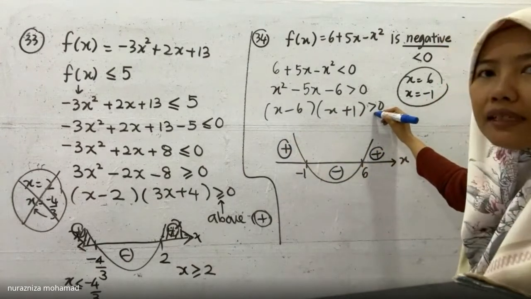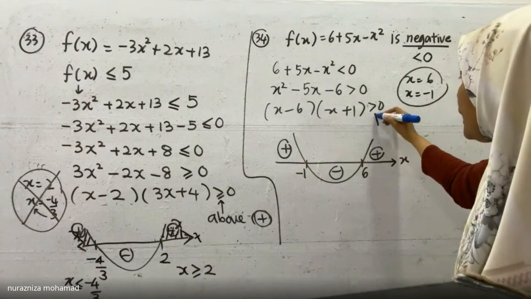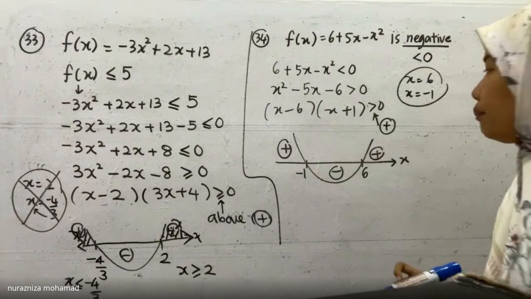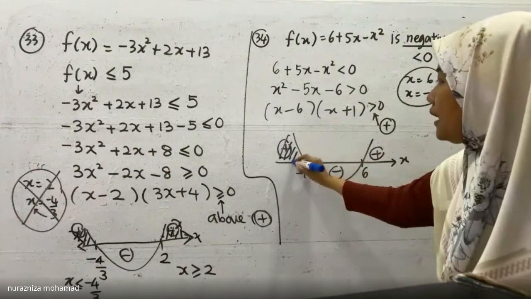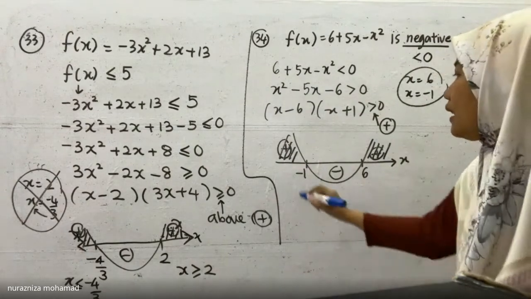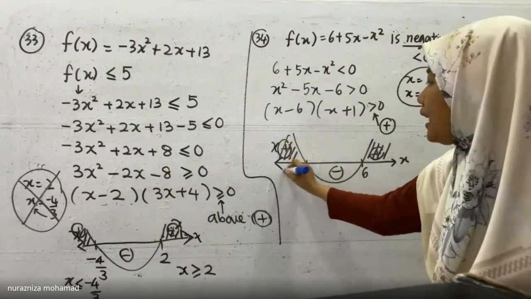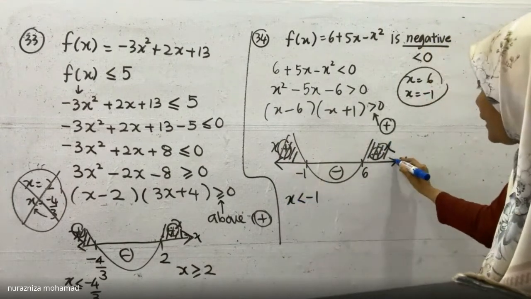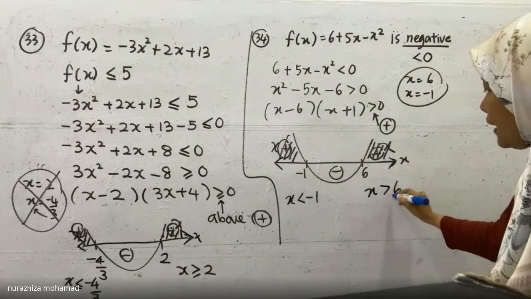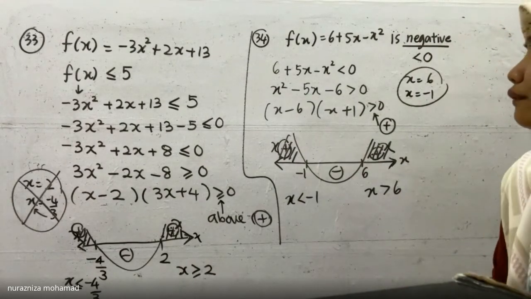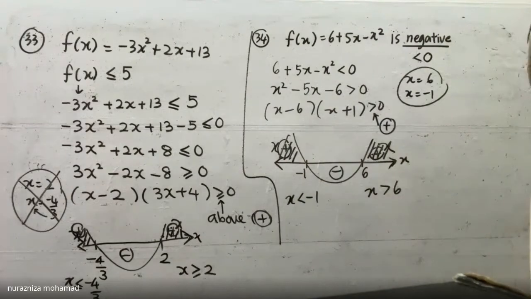So refer to this symbol. This is greater. Greater means we take the part above the x-axis, means the positive part. So x will be here and x also will be here. So we have a split answer. The first one, x is less than negative 1. The second one, x is greater than 6. Okay. That is the solution for question number 34.